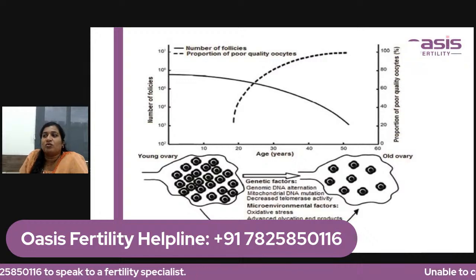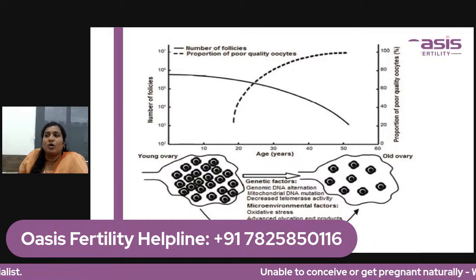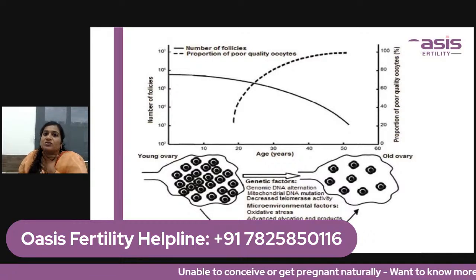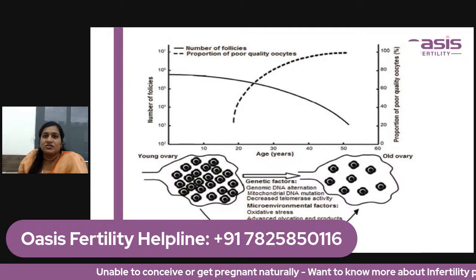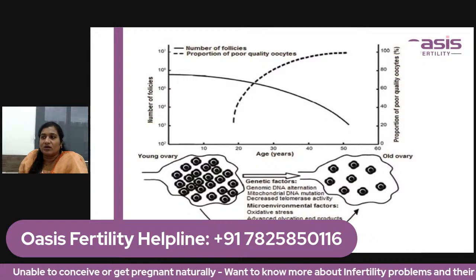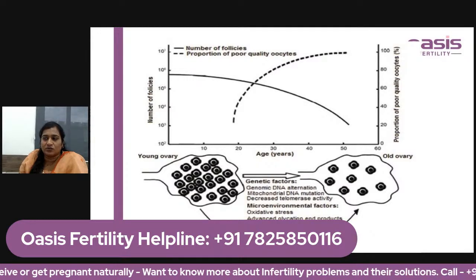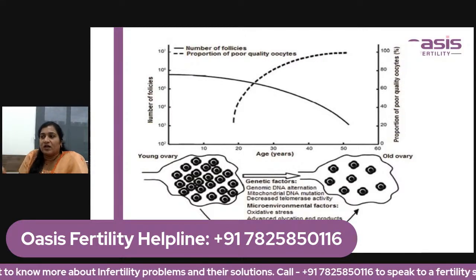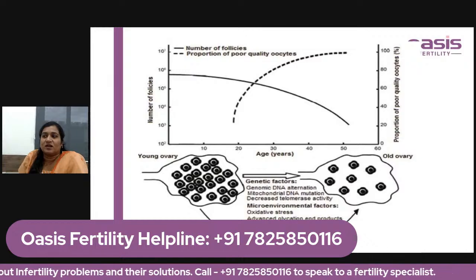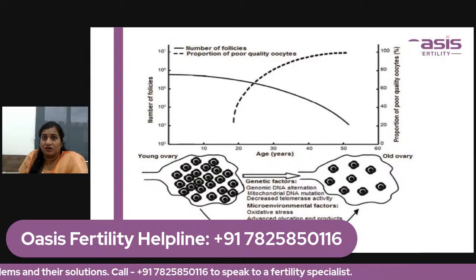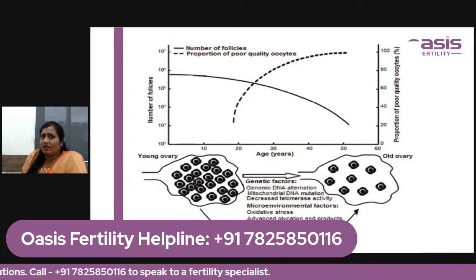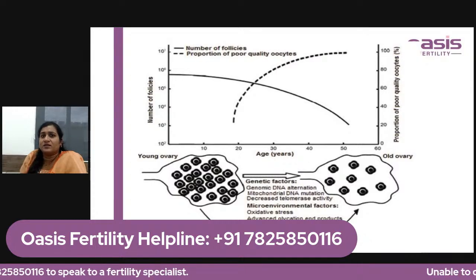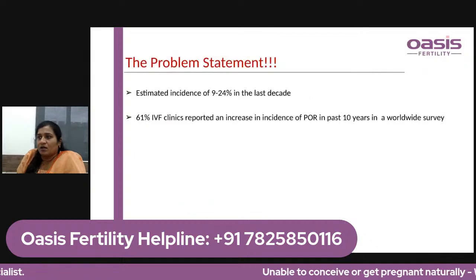This dotted line here represents the number of poor quality eggs, which is going to go up as the age increases. You can see in the pictorial representation, this is how a young ovary looks like. When I see a scan of a woman around 20s, then I will usually get this picture where there are lots of eggs in the ovary. But when they gradually progress to 30s and 40s, that is how the number of eggs will go down.